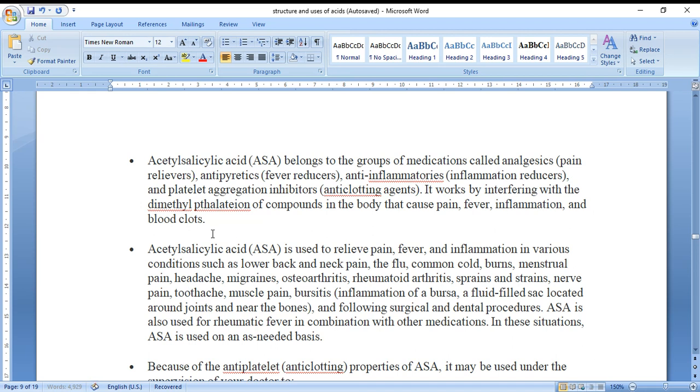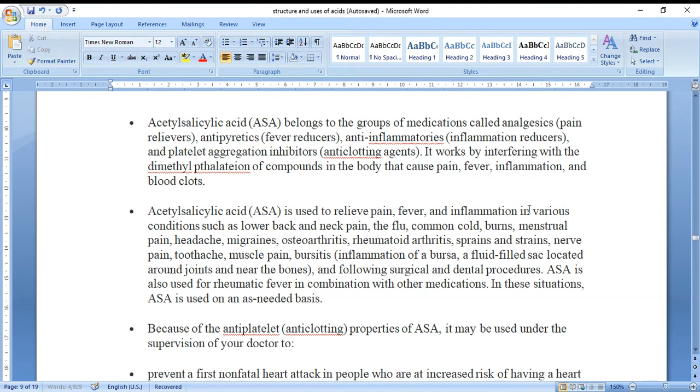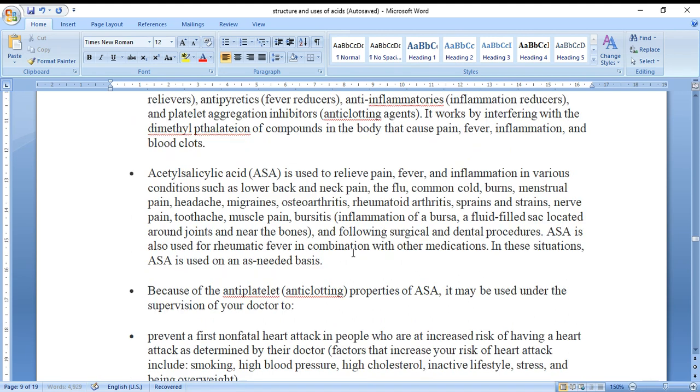So this compound generally causes several problems like pain and fever. Because of interfering with it, acetyl salicylic acid can be used as an antipyretic, etc. It can be used for pains like lower back pain, neck pain, flu, common cold. So it has many properties, but it is generally widely used as an NSAID, that is anti-inflammatory, antipyretic, and analgesic, okay. It is also used in surgical and dental procedures, and to treat rheumatic fever in combination with other medications.